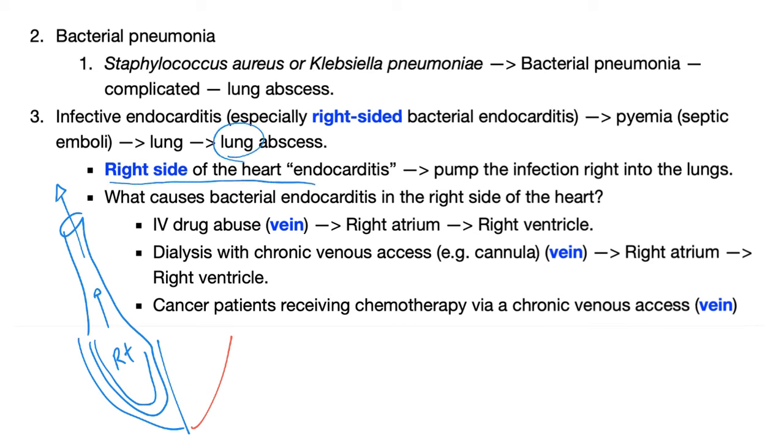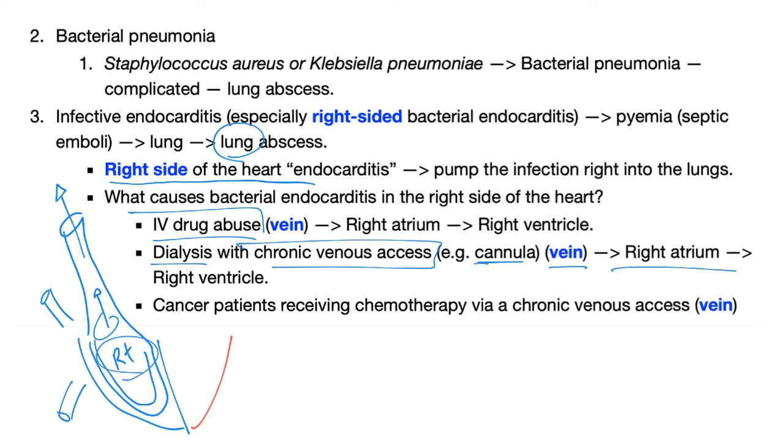What causes right-sided endocarditis? If you are injecting anything into the vein, because as you know, venous return comes to the superior and inferior vena cavae, and they go to the right atrium, then the right ventricle. So, causes will include IV drug abuse, because they inject drugs into their veins, or dialysis with chronic venous access, such as a cannula, again, access to vein, right atrium, right ventricle, pish, to the lung.